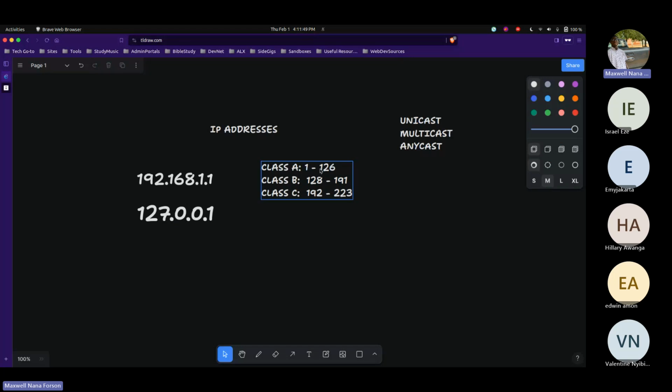So normally these are the valid ranges for the classes that we have. You see, I didn't even start from zero. There's a network that is 0.0.0.0, but we don't assign that. For the ones that we assign, they are the ones within these ranges that I've written over here.